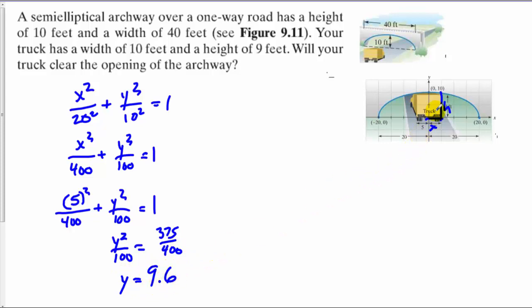So what this says is if I move 5 out, I'm a total of 9.6 feet up. My truck's only 9 feet, so this will fit. Got a 6-inch clearance.